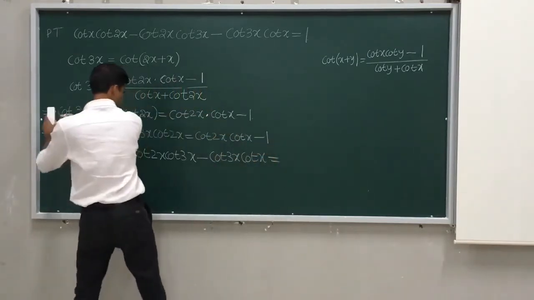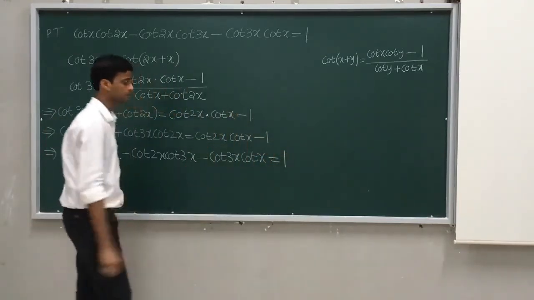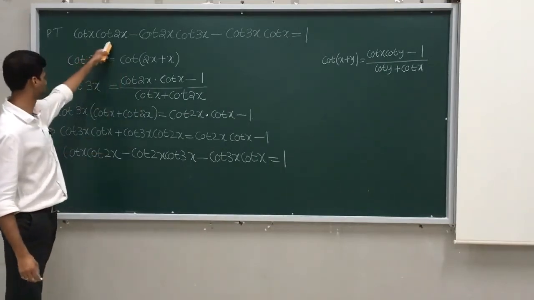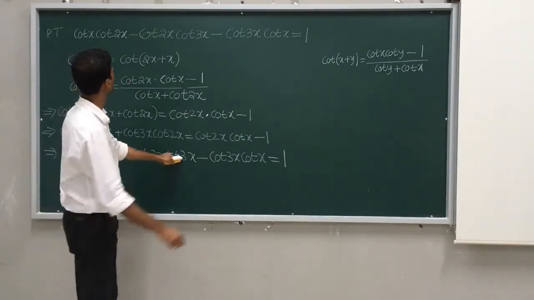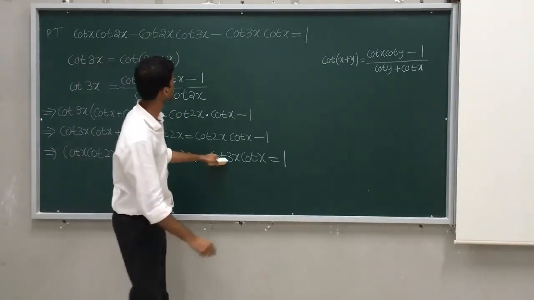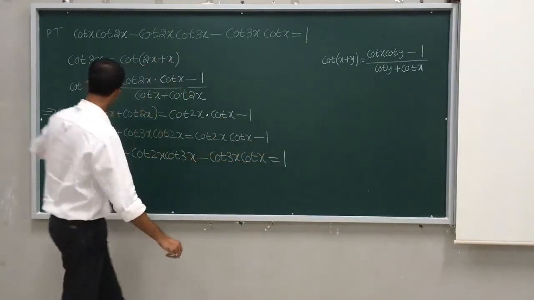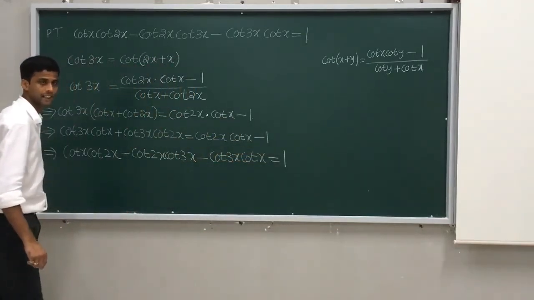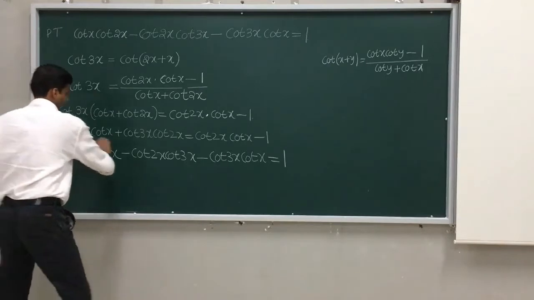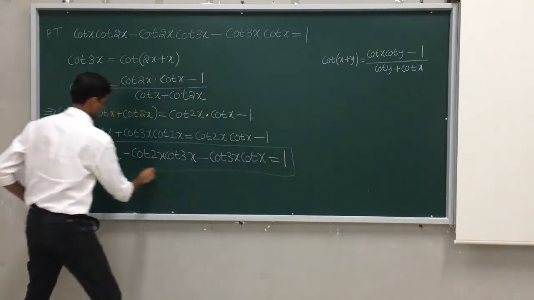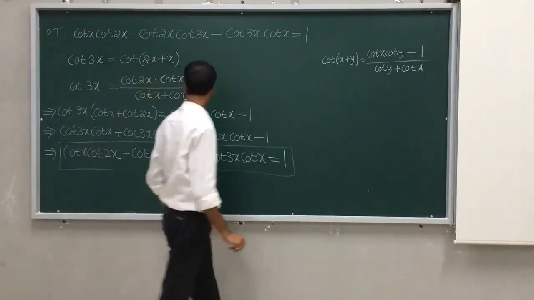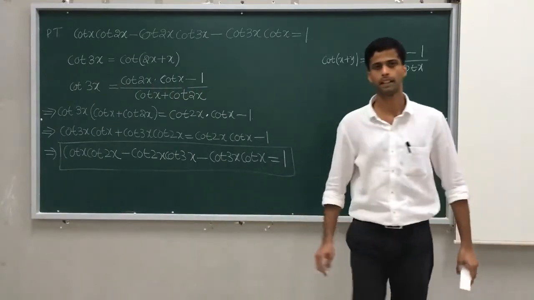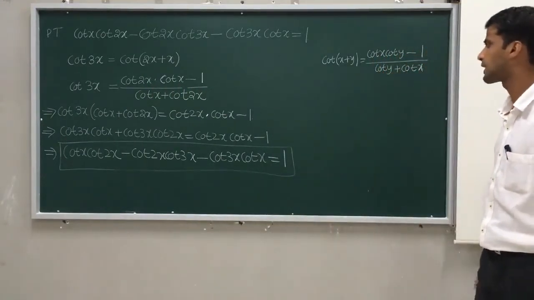shift on left hand side, plus 1, cot x cot 2x minus cot 2x cot 3x, yes, minus cot 3x cot x equal to shift on left hand side. So we got, as per our requirement, answer: cot x cot 2x minus cot 2x cot 3x minus cot 3x cot x equal to 1.